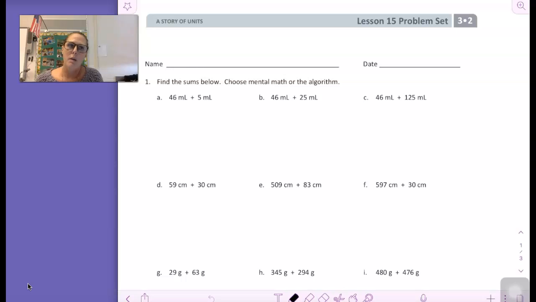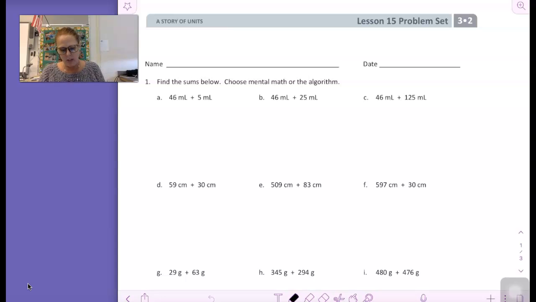I'm going to have you do some on your own to practice your mental math or the algorithm. So in the directions it says you can choose mental math or use the standard algorithm that you learned about in the video. So let's take a look at numbers 1B through E to get started. So B, C, D, and E. You can use the standard algorithm or mental math. I'm going to show you a couple of different ways that you can do this.